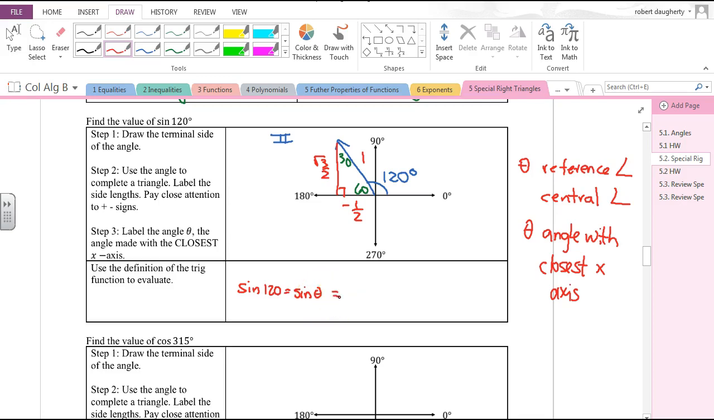So what is the sine? The sine definition is what? Opposite over hypotenuse. So what's the value of the opposite side? What's the opposite of 60? No. The side. Come on, guys. Opposite over hypotenuse. We did this at the very beginning. What's opposite 60? Square root of 3 over 2. What's the hypotenuse? 1. So this is just square root of 3 over 2. Okay?